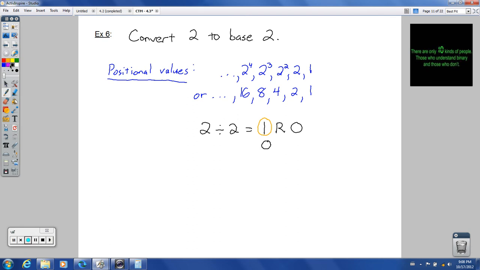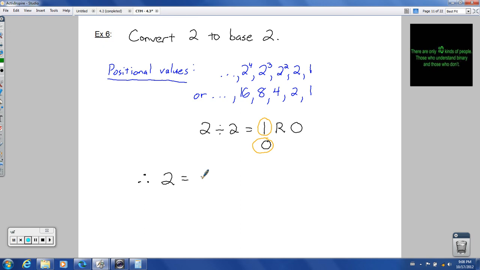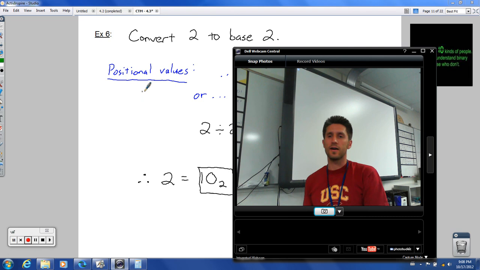Maybe, light bulb going yet? So 2 equals 10 in base 2. This is binary code. This is the binary system. So there's 10 kinds of people that understand this. But in binary, 10 is equal to 2. Clever, Mr. Wagner. Yeah, that's why I want that t-shirt. I've got to give you that t-shirt.